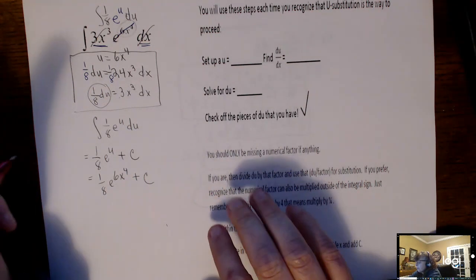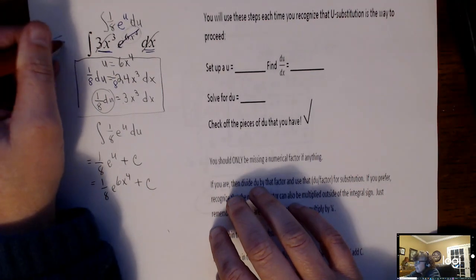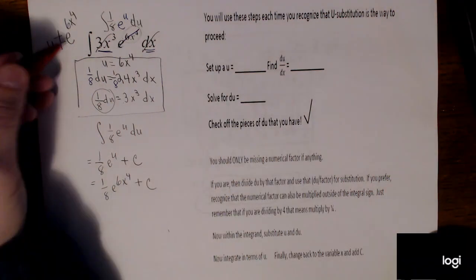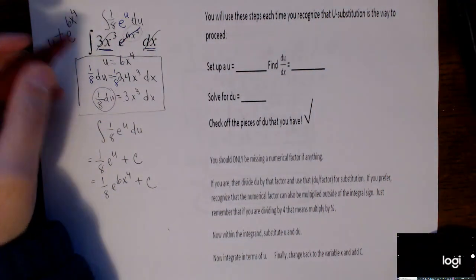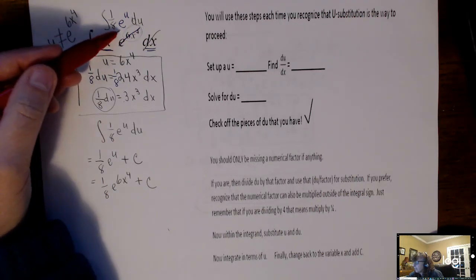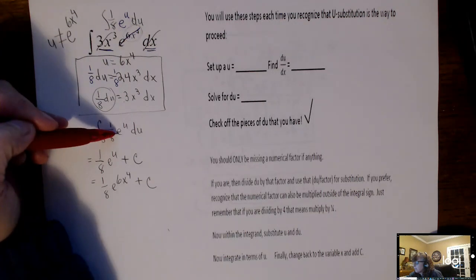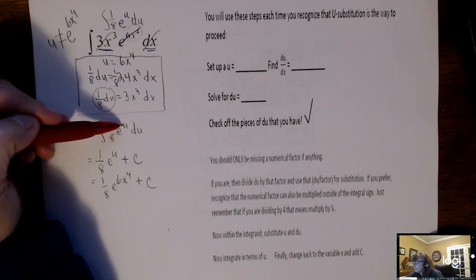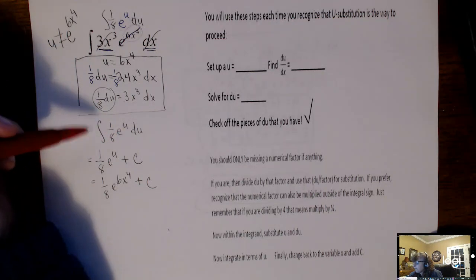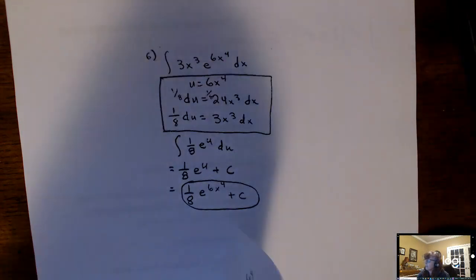So a couple of mistakes people make with this: u does not ever equal e to the, no, u is only going to equal the power, okay? Think about it, because e to the u is really easy to take the antiderivative of. So it's okay to leave the e in there. You just want to replace the power with u. Okay, so that's an E function U substitution problem.